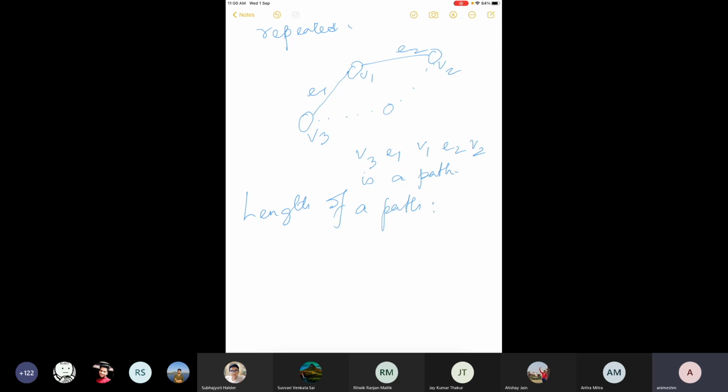Typically, when you write a program, you express each of these as an ordered pair, and therefore you don't need to write it in this way. You just write V3, V1, V1, V2, and so on. You can do it that way. Is your question why am I writing this E1? Yes, sir. Can we directly write V3, V1, V2? That is the path, V3, V1, V2. Is that the path?